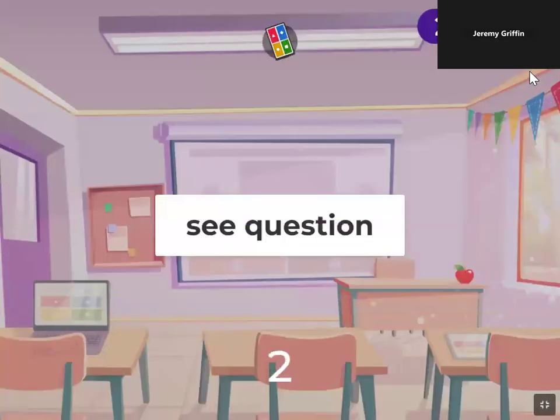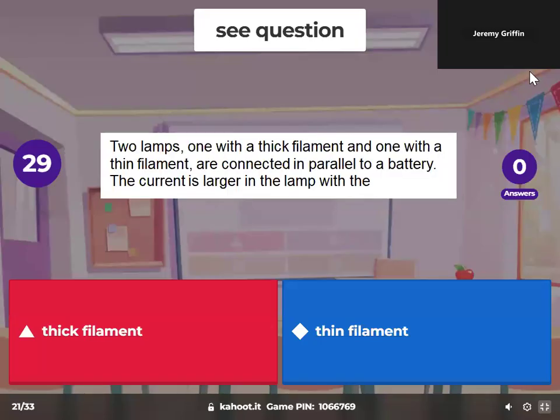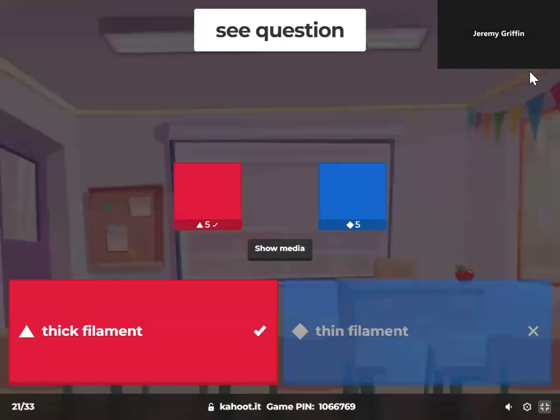Next question. Two lamps, thick filament, thin filament, connected in parallel. The current is larger in the lamp. Where does more current go? Does more current go through the thick filament, or does more current go through the thin filament? If you hit a road junction in your car, you look one way, you see a one-way street. You look the other way, you see a 10-lane superhighway. Are you probably going to take the 10-lane superhighway? Yeah, because that would be the path of least resistance, right?